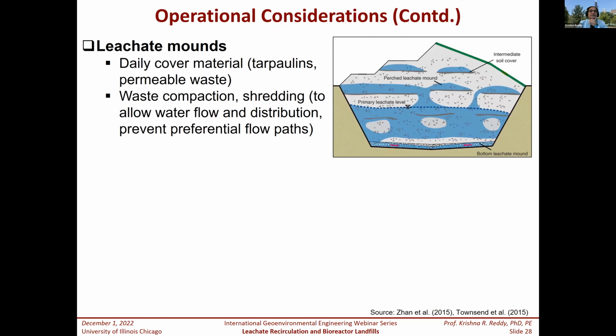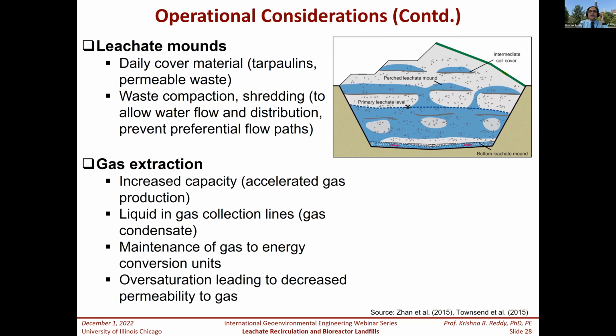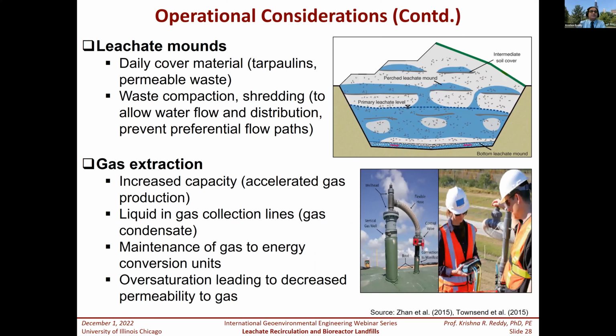So remember, waste is highly heterogeneous, right? So in some places you may have low permeable waste, and in some places you may have high permeable waste. So sometimes the leachate could accumulate on the low permeable waste, and then that creates perched conditions. So you need to make sure that those things would not happen. Sometimes this perched leachate could cause some slope stability problems.